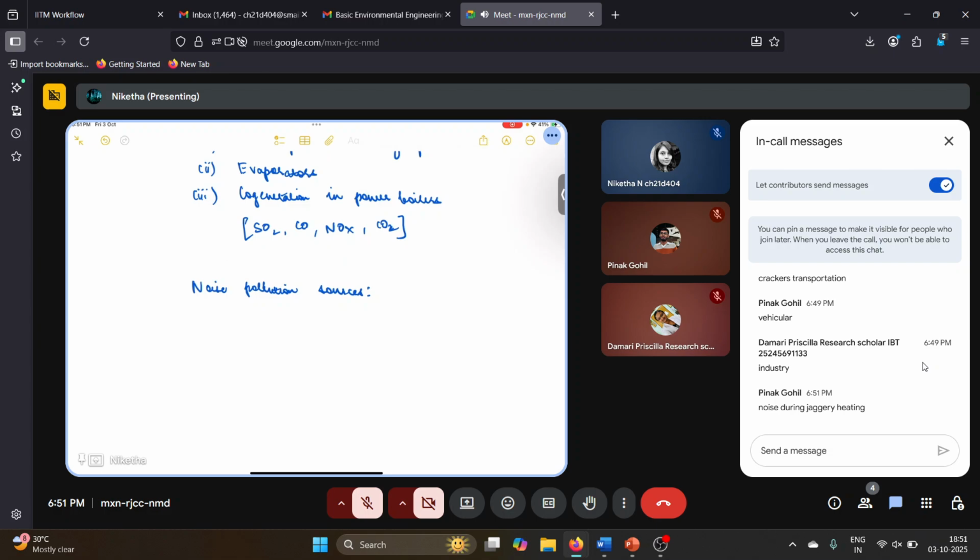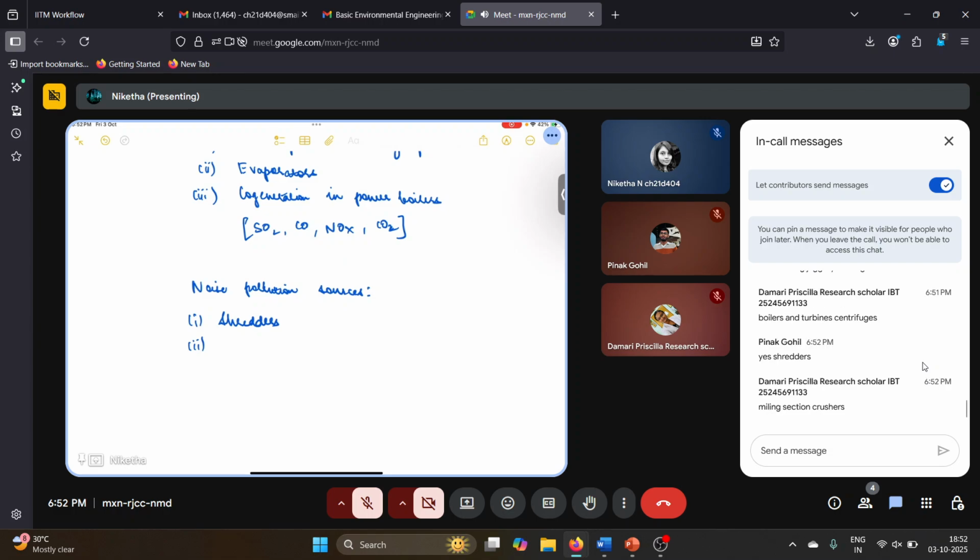Jag reheating. Can you think of any other steps which will produce noise? See, in a sugar industry, what happens? Sugar canes are processed. How are they processed? Sugar canes need to be cut and shredded, right? So the shredding unit will produce a lot of noise, isn't it? Yeah, so shredders. And there can be also the evaporator washing.